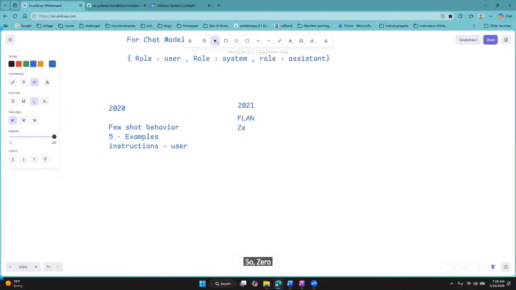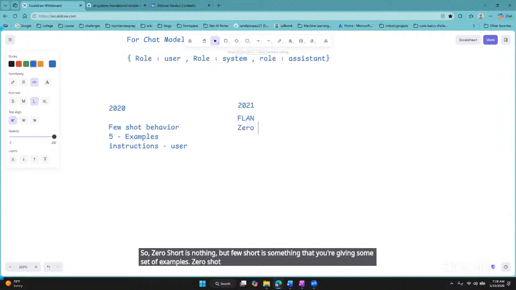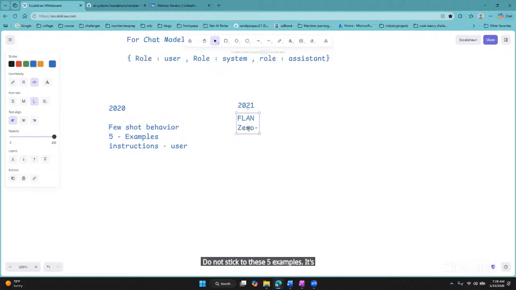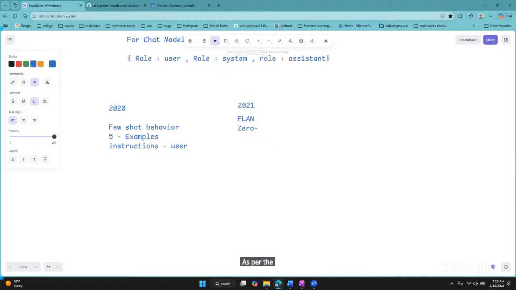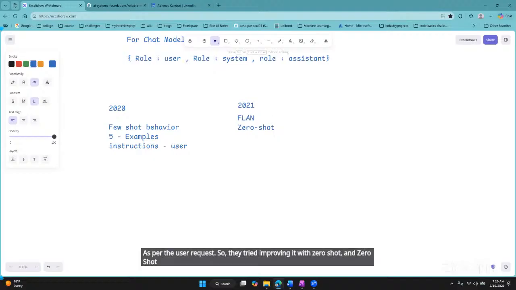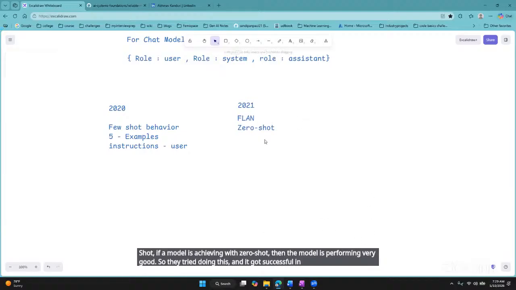So few shot is something where you're giving some set of examples. Zero shot is nothing but instantly it should come with no examples. It should generalize and provide the response. That means do not stick to these five examples. It's something out of the box. The model should have some capacity to understand and generalize the response as per the user request. So they tried improving it with zero shot, and if a model is achieving zero shot, then the model is performing very well. So they tried doing this and it got successful in 2021.